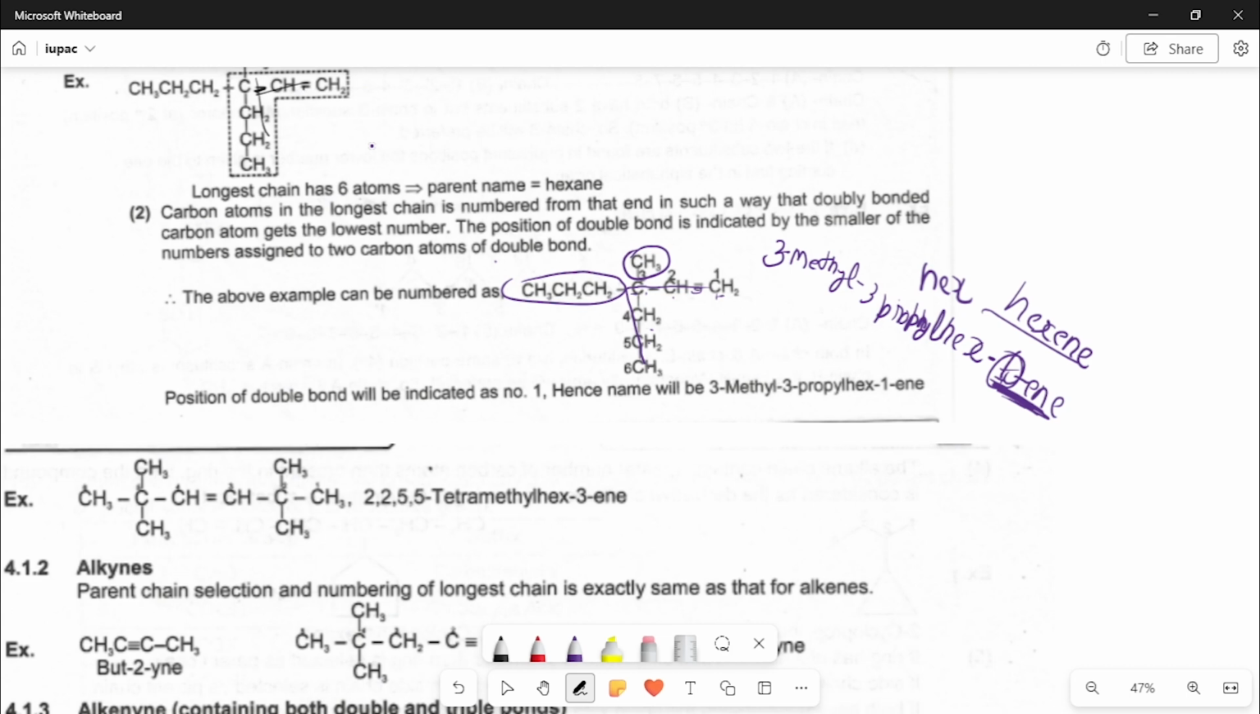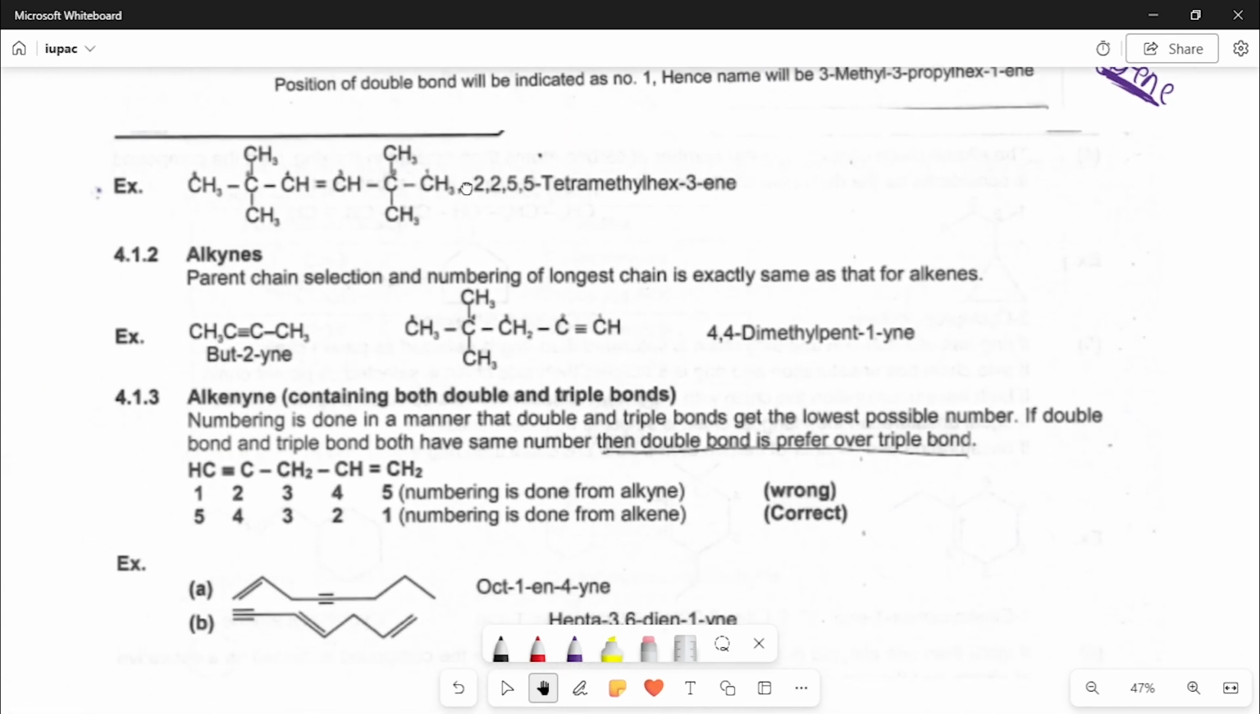Okay, there are a few more examples, I guess. See, in this one, 1, 2, 3, 4, 5, 6. The double bond is present in the middle of it, and it's almost similar on both ends. So no matter from where you count it, even if you count it from here, it would be the same.